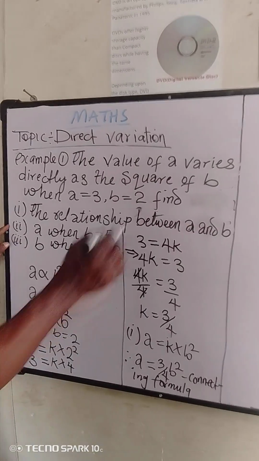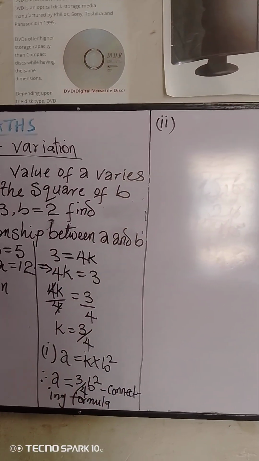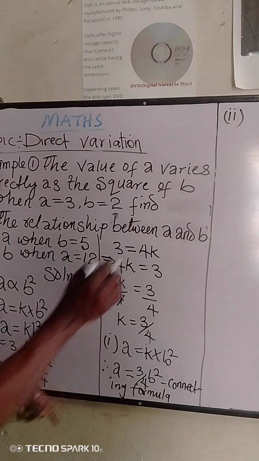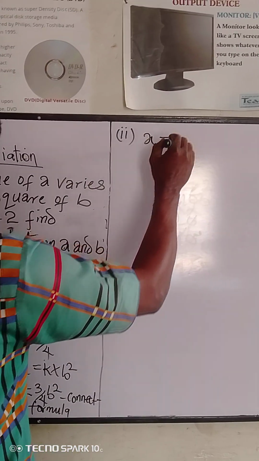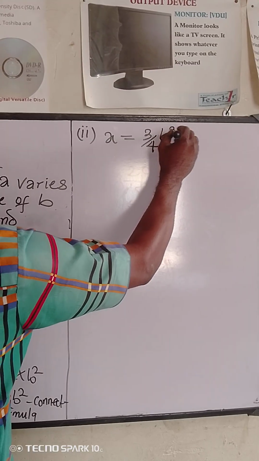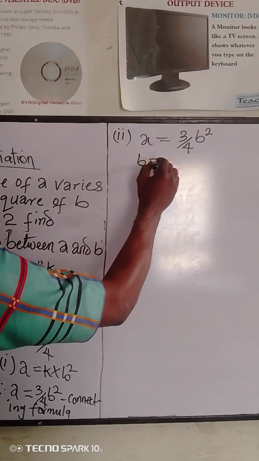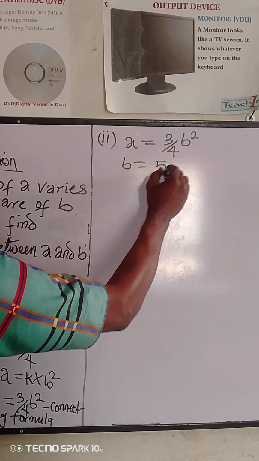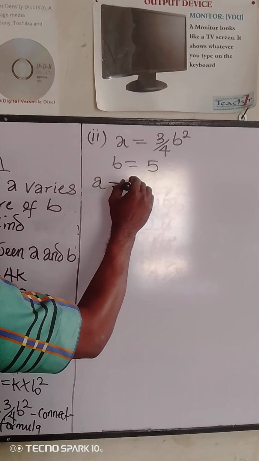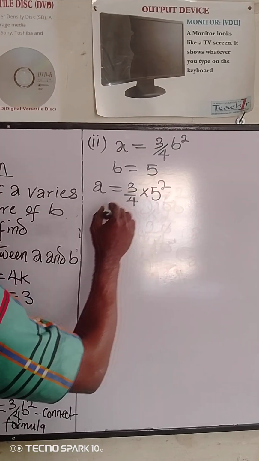So for II, we are to solve for A when B is equal to 5. So from the connecting formula, A equals 3 over 4 B squared. Our interest is to get the value of A, but B has been given as what? B has been given as 5. So A equals 3 over 4 multiplied by 5 squared.